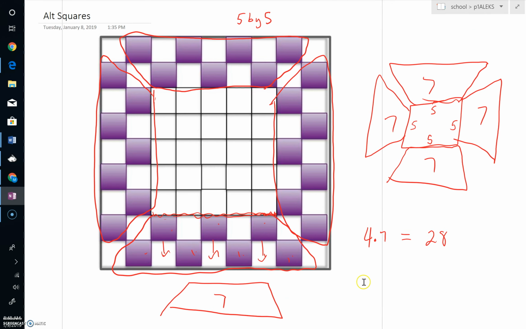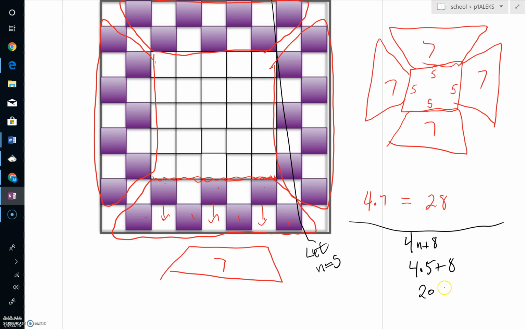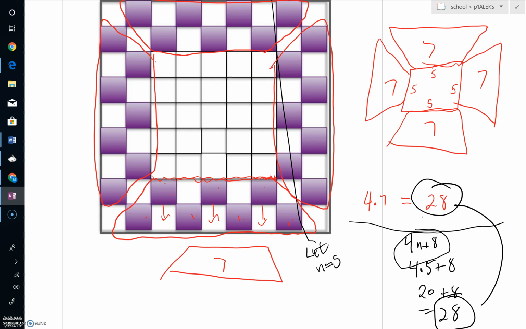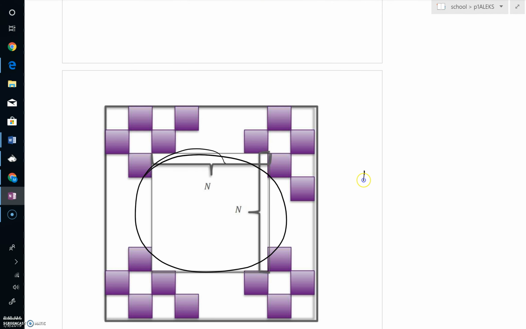Look right here. We've got a 5 by 5 grid. You'd say, well, if this formula is true, the total square should be 4n plus 8. With a 5 by 5, we're going to let n equal 5. 4 times 5 plus 8. That's 20 plus 8. Guess what we get? 28. It matches. So that's the power of generalizing and being able to find this pattern. We found that for an n by n, the total number of black squares would be 4n plus 8.